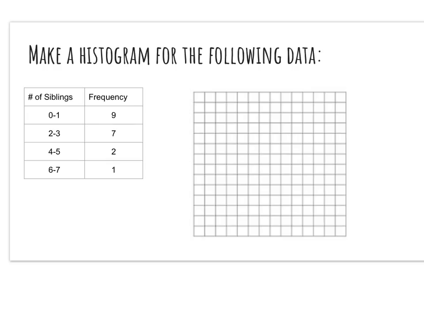Okay, so let's go ahead and make a histogram for the following data. You're going to notice that for this data, we're looking at how many siblings students have. So our very first step is to draw in our axes. We have to have something to make our graph on. This one is our X, and this is our Y, of course.